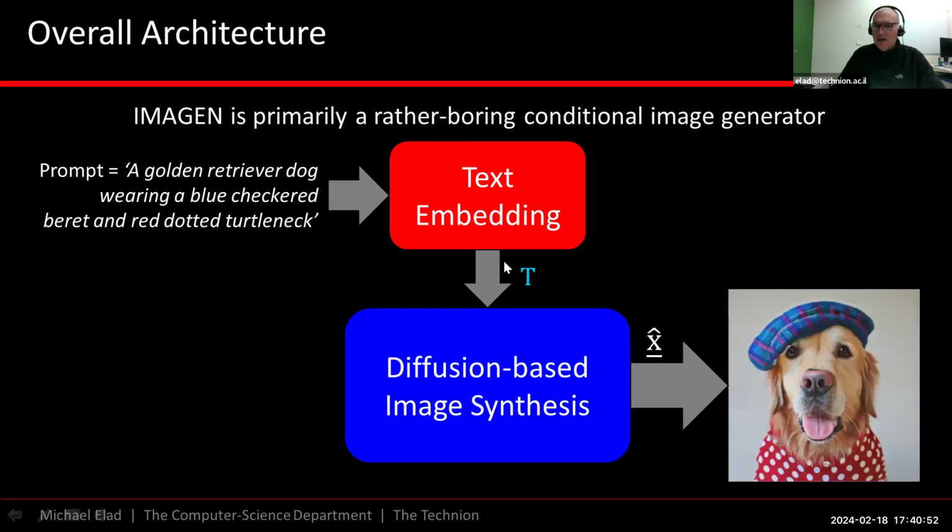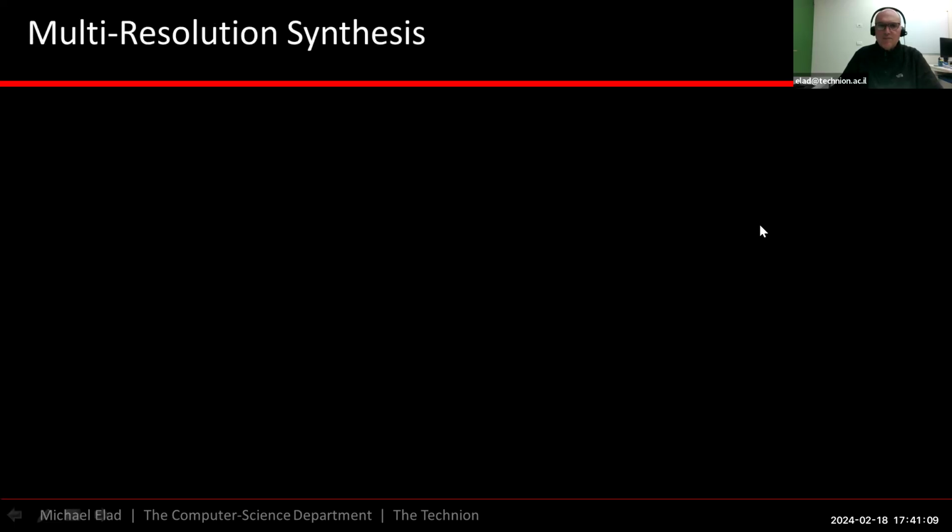And the diffusion takes this embedding vector and generates an image from pure noise. Okay, so basically a golden retriever dog wearing a blue checkered beret and a red dotted turtleneck will turn into this image. Now, how does it work?